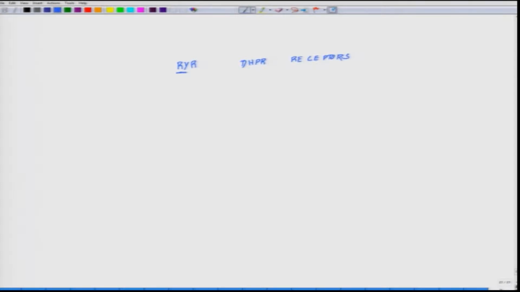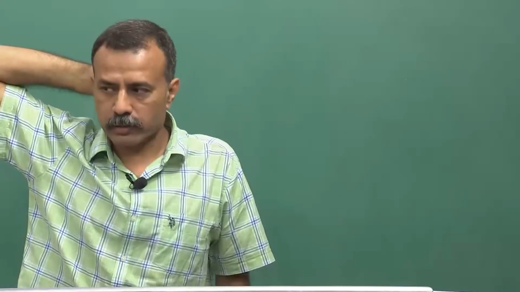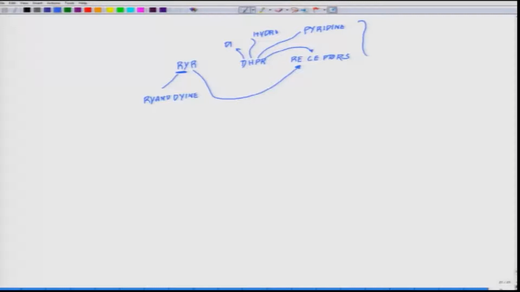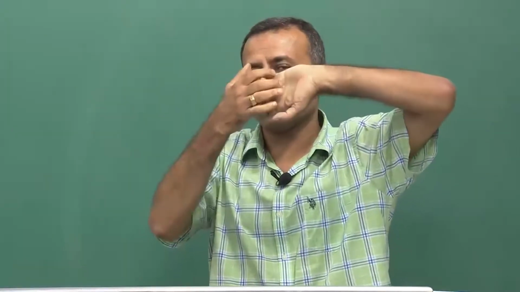Let me give you the full form. RY stands for ryanodine, R stands for receptor, D stands for dihydro, P stands for pyridine, R stands for receptors. So, you have these two very interesting receptors, or calcium sensors and calcium channels, whichever we call them, because these are very controversial till date. Ryanodine receptors and DHPR receptors remain in close proximity like this.